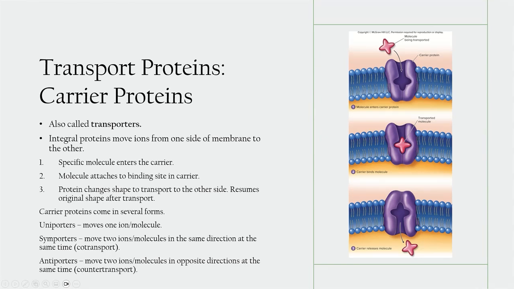So there are different types of carrier proteins. There are uniporters, which only identify one molecule and only move one. There are symporters that can move two molecules in the same direction. And then there are antiporters. One molecule moves down, the other molecule moves up, so it transfers molecules. One comes in, one goes out. And all of these transporter proteins are important in cell biology as well.